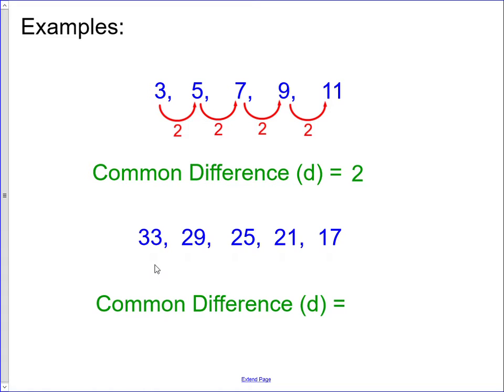arithmetic sequence. Between 33 and 29, the common difference is that they're going down by 4, or subtracting 4. From 29 to 25, let's take a look at that. We see that it's also going down, decreasing by 4. So let's look from 25 to 21, decreasing by 4. From 21 to 17, that also is decreasing by 4. So the common difference is negative 4. So both of these are examples of arithmetic sequences.